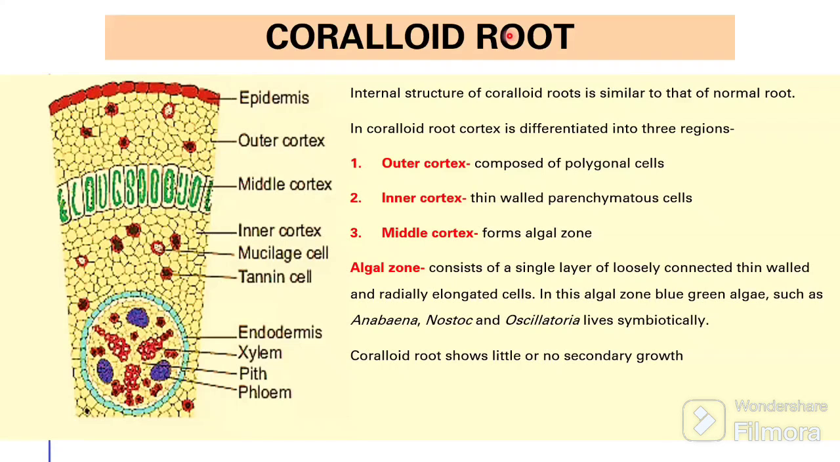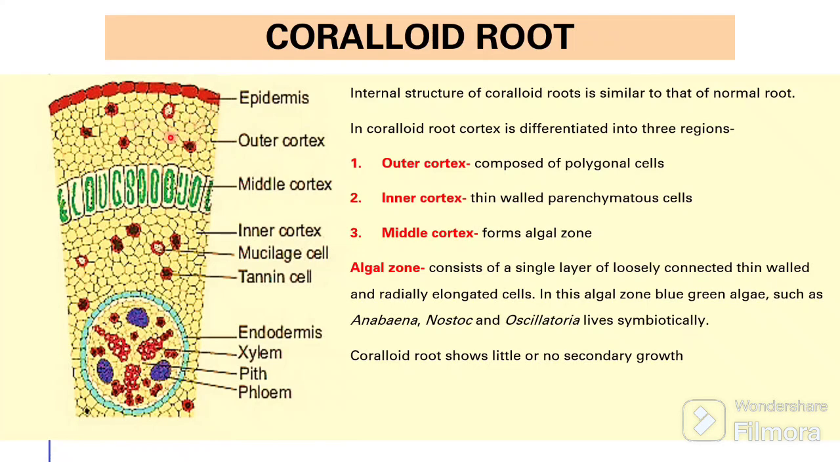Moving on to the coralloid root. Coralloid root is similar to the normal root, but the unique feature of the coralloid root is that here the cortex is differentiated into three distinct regions. First is the outer cortex, which consists of compact polygonal cells. You can see here in the diagram that the cortex is differentiated into outer cortex, middle cortex, and inner cortex.